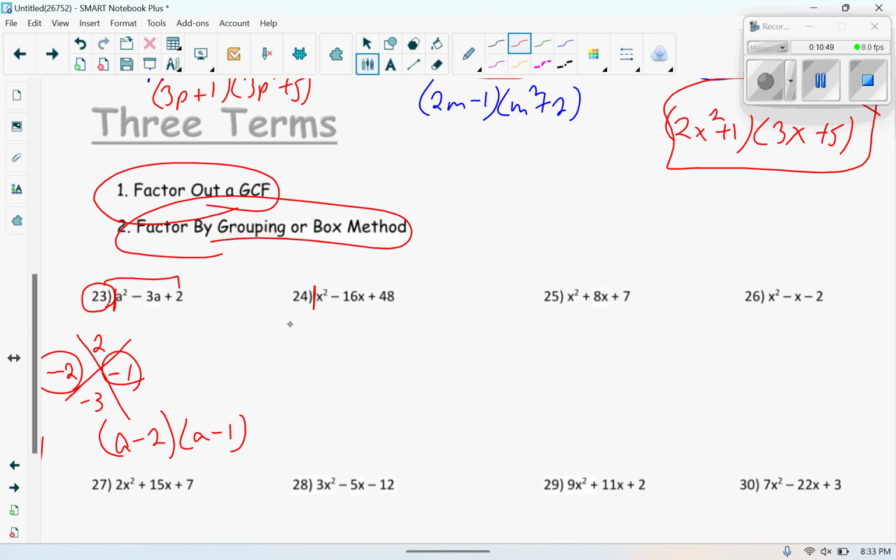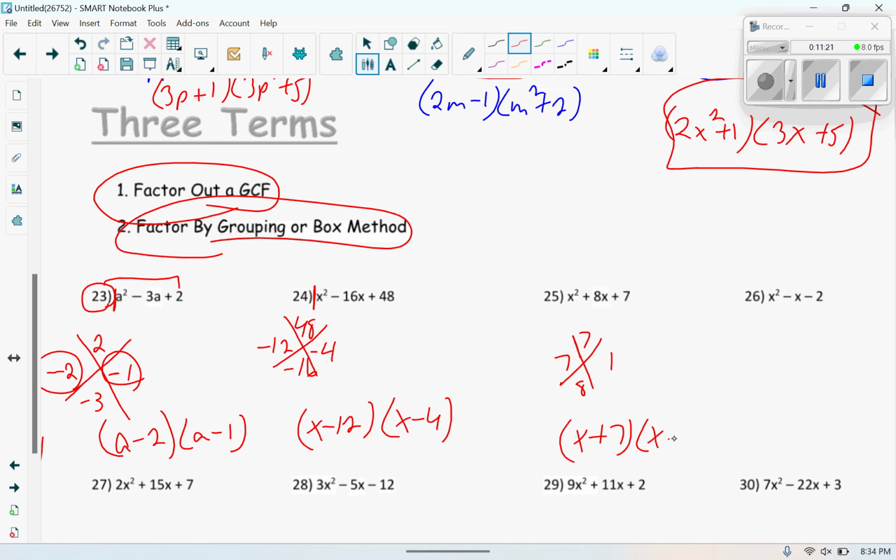Let's try this one. So this one, 48 and -16. And so let's see, I think that's -12 and -4. Let's see, yep, that works. So I'm going to say x minus 12 and x minus 4. Let's keep it going. So this one, so 7 and 8, 7 and 1, so x plus 7 and x plus 1. And then this one is going to be -2, -1. Let's see. We want this to be negative.